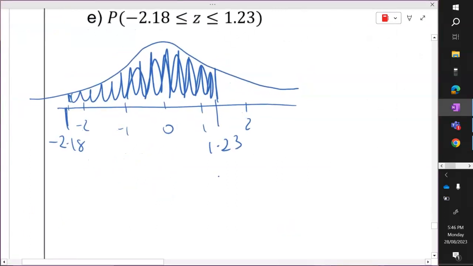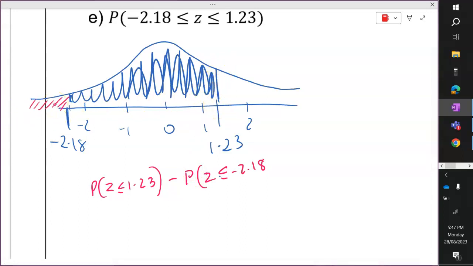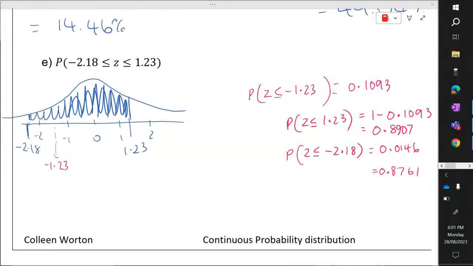Part E, a little bit of jiggling around for this one. So we want to find the probability that our scores are going to lie between minus 2.18, so the other side of the minus 2, and up to 1.23. So what we can do is figure out what the probability of our Z is going to be less than or equal to 1.23, and take away what is going to be less than minus 2.18. So that'll be the whole amount from 1.23 down. Take away this little pink section, we'll get us our solution. So there's various ways that you can do this one.